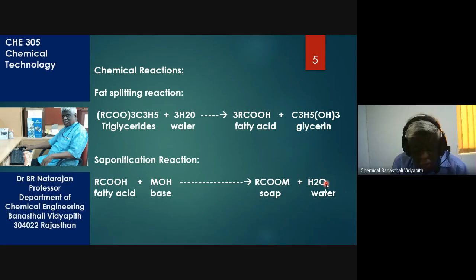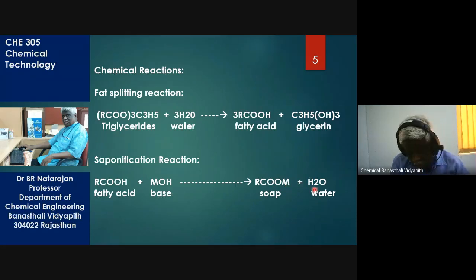Okay, so you see the soap making is a very simple two-step process. First, the triglycerides combine with water and form fatty acid. That is a fat splitting reaction, and it forms glycerine. And the fatty acid reacts with the base, KOH or NaOH. Right? And it forms RCOOM, where M may be K or Na depending upon whether you have used caustic soda or KOH.